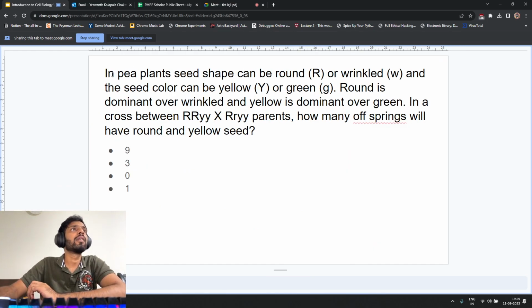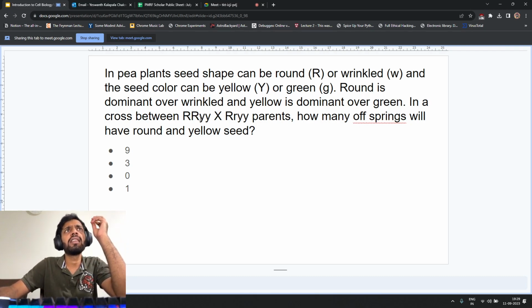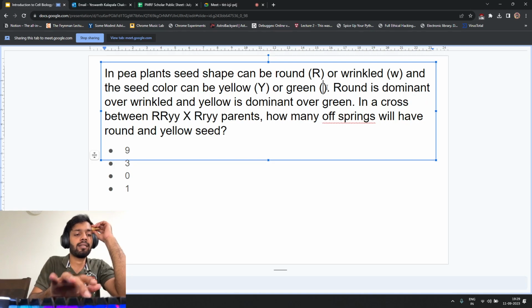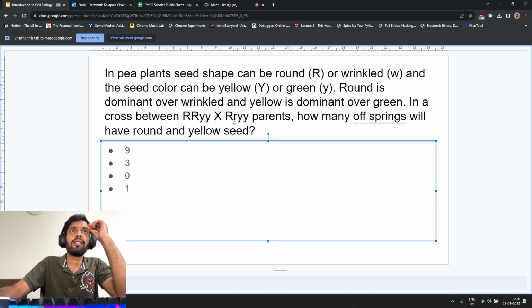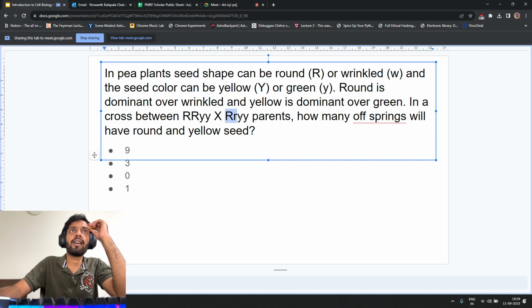Okay, good. Moving on to the next question. In pea plants, seed shape can be round or wrinkled, and seed color can be yellow or green. Round is dominant over wrinkled and yellow is dominant over green. In a cross between homozygous round, homozygous yellow and homozygous recessive, which is green actually, or heterozygous round and homozygous recessive green, how many offspring will have round and yellow seeds?